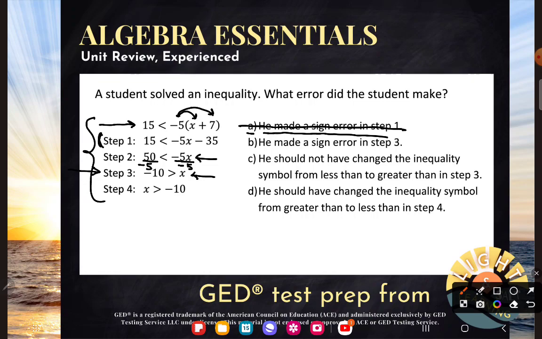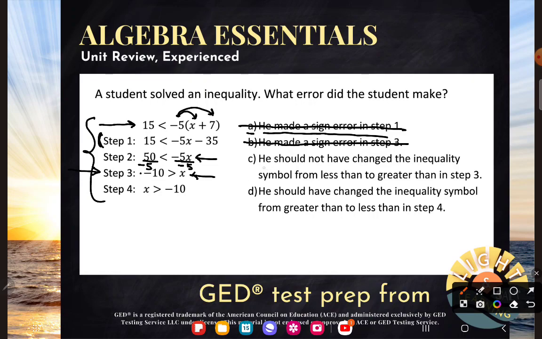All right. Really common error to drop a sign. So is that what this student did? Well, no. 50 divided by -5 is -10. And -5 divided by -5 does cancel, leaving me with +x. So he did not make a sign error in step 3.